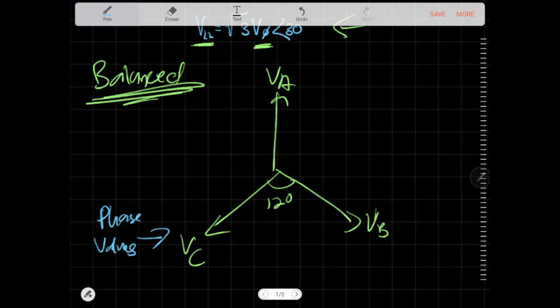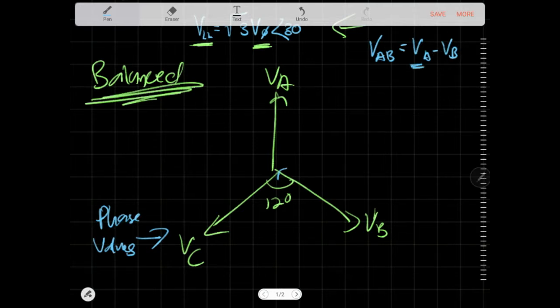So let's say VAB. VAB is actually VA minus VB. Okay, hang on a bit. This is actually a vector. So minus VB is the same thing, but in a different direction. Basically, it's going back upwards. So from VA, you add minus VB, which is going this way, and that is your resultant vector. And that's why you call it VAB.